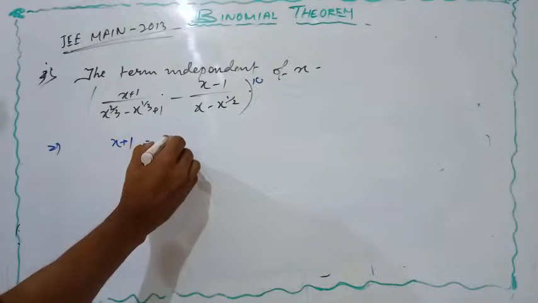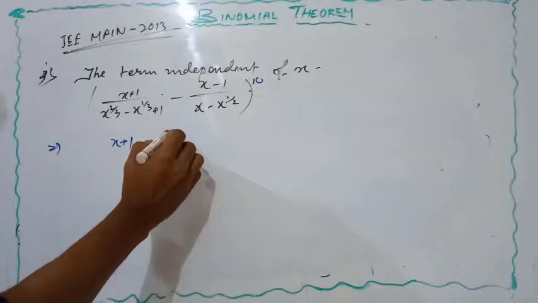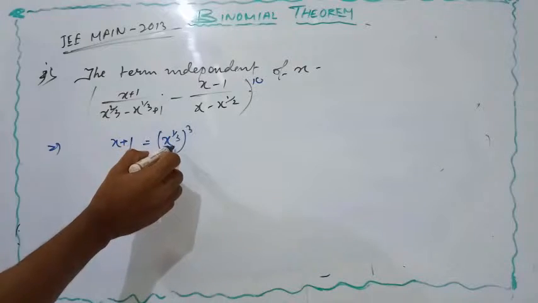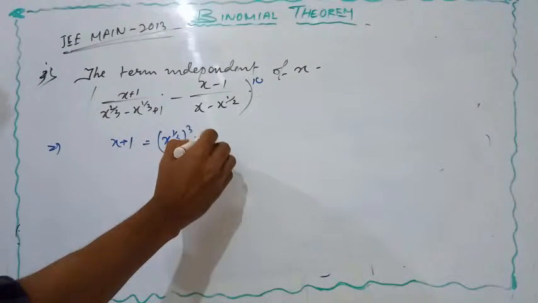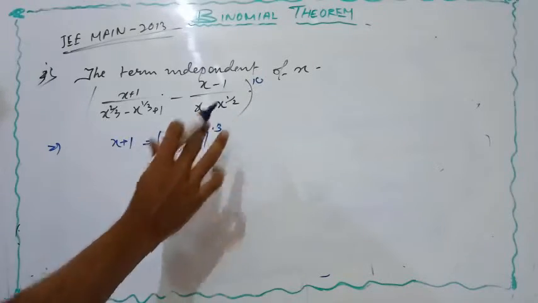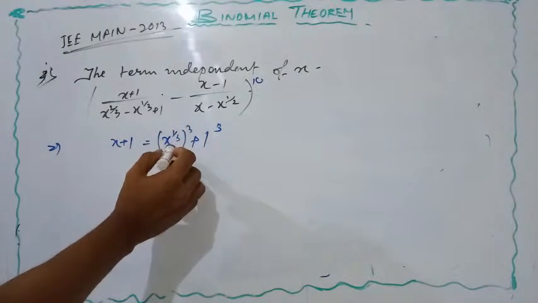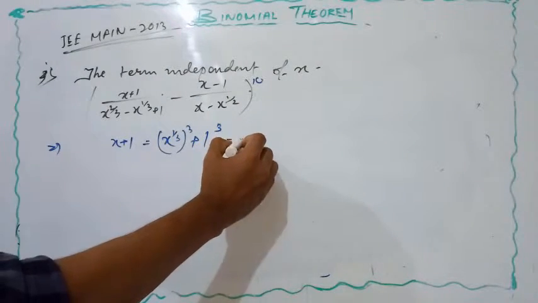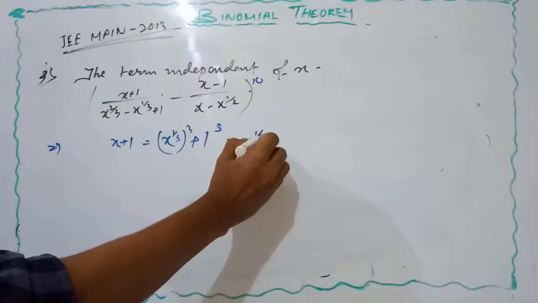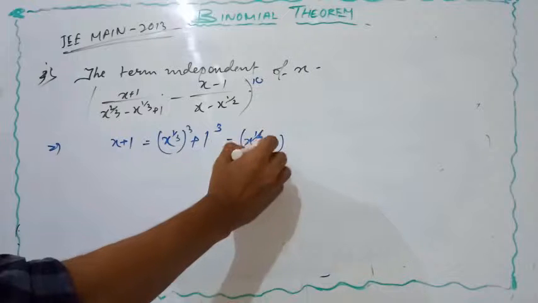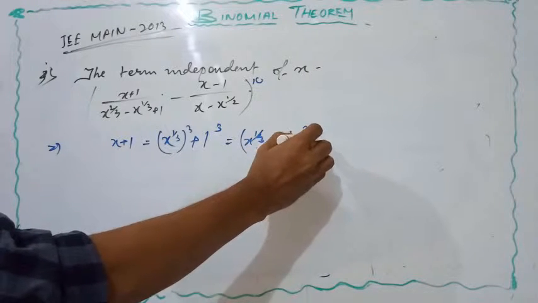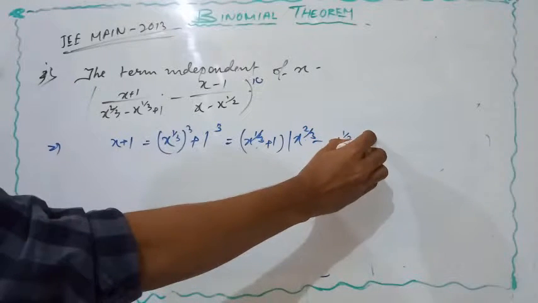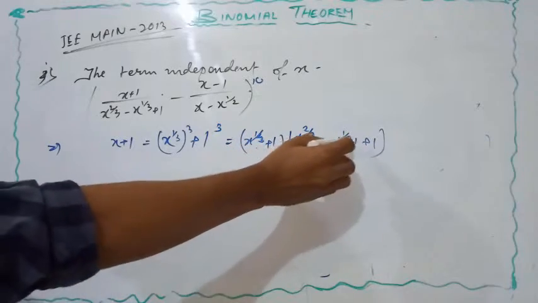Can it be written as x to the 1 by 3 whole cube plus 1 to the cube? This can be written in this form also, right? What is this? This is nothing but a cube plus b cube. And we know the formula of a cube plus b cube, that is equal to (a plus b) into (a squared minus ab plus b squared), where a is x to the 1 by 3 and b is 1.